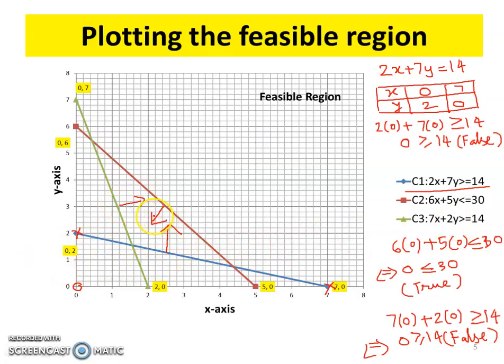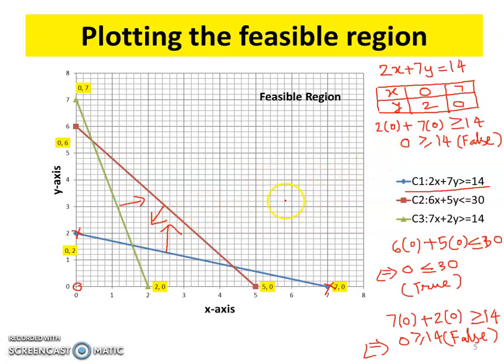So now you can observe that the portion of the plane satisfied by all these inequalities is the region bounded by this triangle, that is this blue line, red line and green line. So now we have plotted the feasible region out of these constraints.